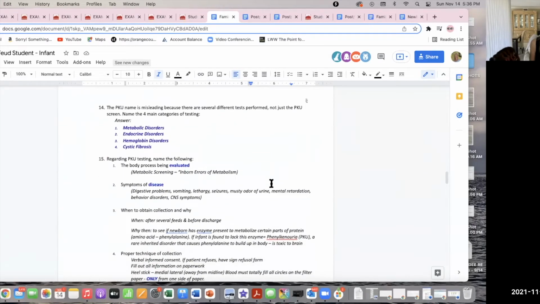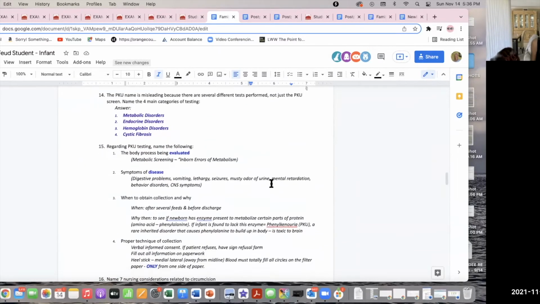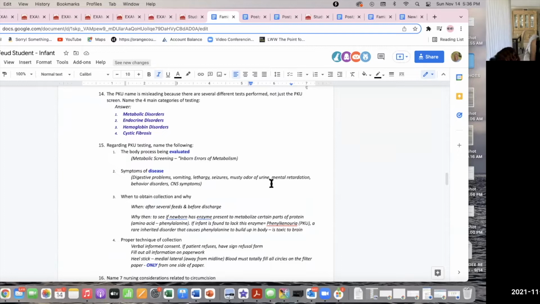Okay, all right. PKU. It's misleading because there are several different tests performed, not just the PKU screen. Name the 4 test categories. Now there's more in some states, but the typical 4 are these. All right, so it's a newborn screen. So metabolic is what we typically think about PKU.